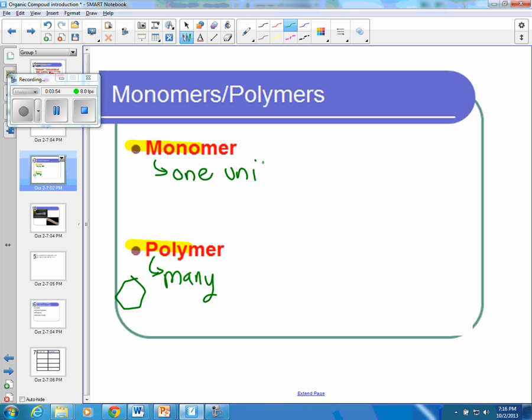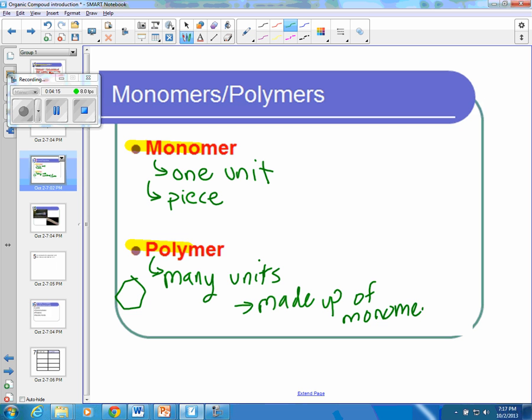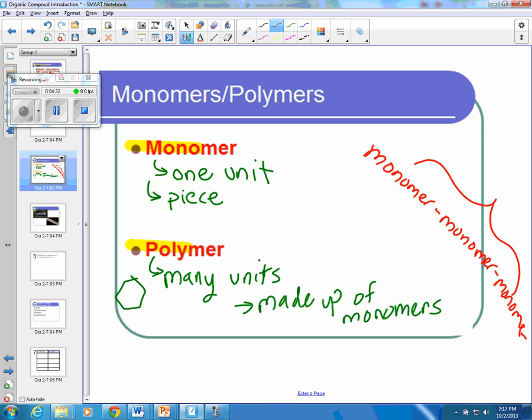Monomer means one unit. Okay? It's like a piece. Okay? Polymer means many units. And a polymer is made up of monomers. So, if you attach a monomer to a monomer to another monomer, you get this whole unit. It's called a polymer. Okay?